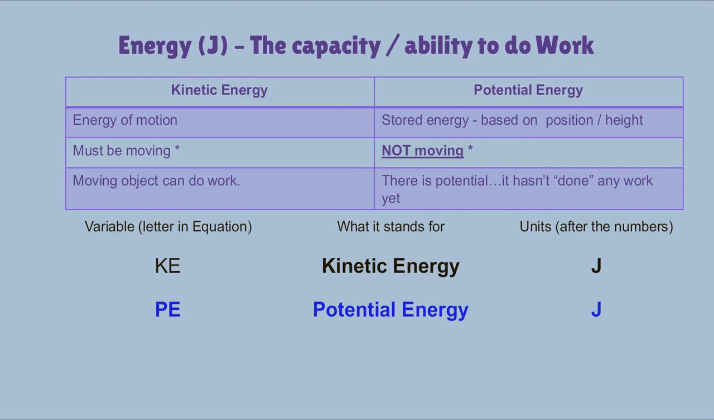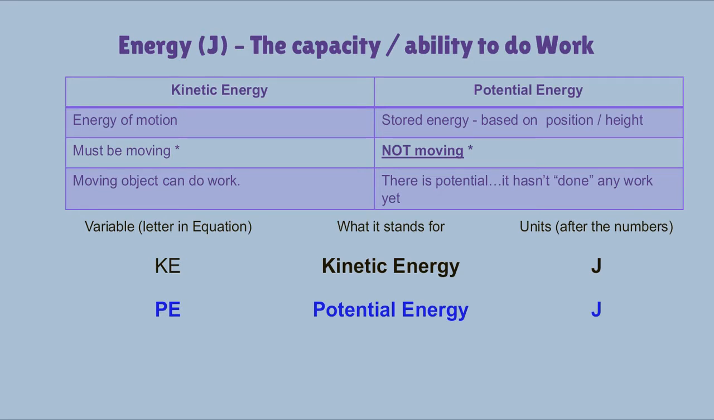So as of right now, we're just going to consider kinetic energy as any energy that is moving, and potential energy as anything that is not moving. So what is potential energy? Potential energy is stored energy based on position or height. Again, this is regarding an object that is not in motion, whereas kinetic energy is purely for an object that is in motion. When we discuss potential energy, there's a potential there, but it hasn't done any work yet. It's kinetic energy that does work.